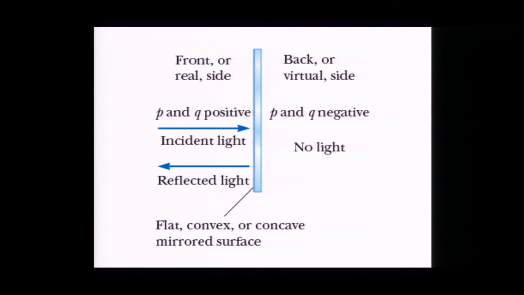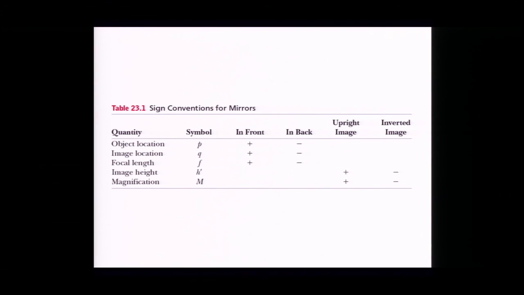So here's our sign convention, and that's where I'm going to cut it off today because we've got sparse folks. And we've actually got a little bit of time. If I'm in front of the mirror, P and Q are going to be positive. P and Q are negative on the back side of the mirror. There's no light on the back side of the mirror. It's the virtual side of the mirror. And I'm going to have that negative sign there. And you'll end up with these sign conventions.